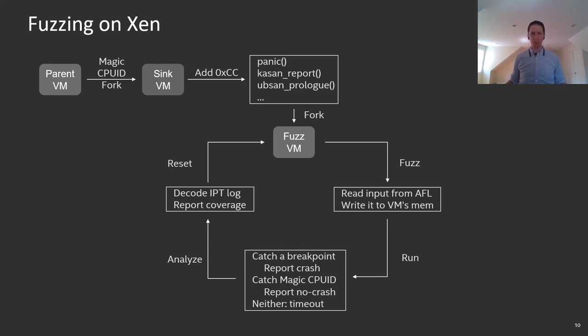On the other hand, if we catch another magic CPYD, that will be the end harness that we also compiled into the kernel that signals that nothing bad happened during the execution. If neither of these things happen, then we discover the timeout. The input actually can trigger a hang inside the kernel. After the VM fork's execution finished, we look at the EPT log, decode it, and we use that to report the coverage for AFL that will decide how to mutate the input for the next cycle. And we just keep repeating that as long as we want to.